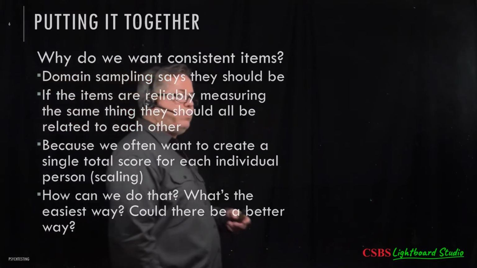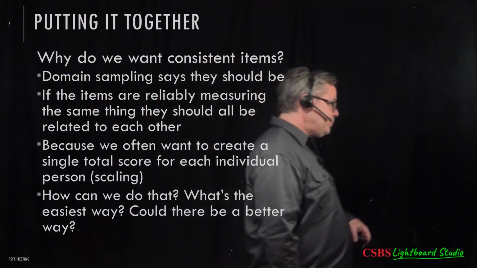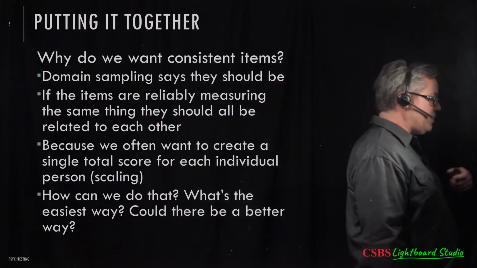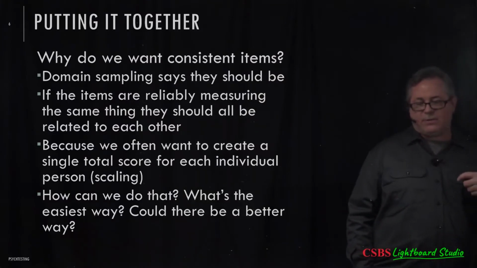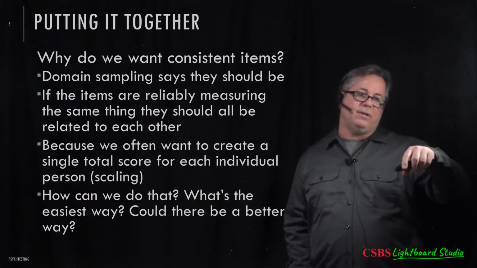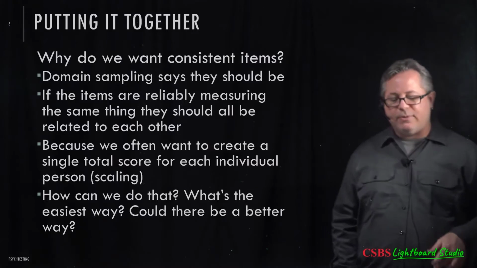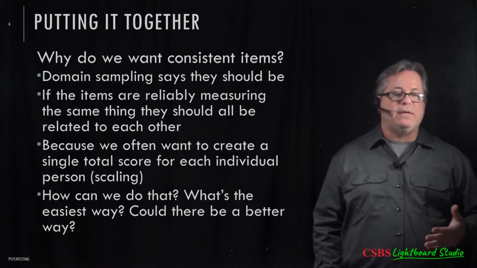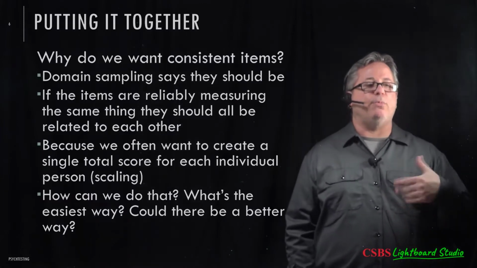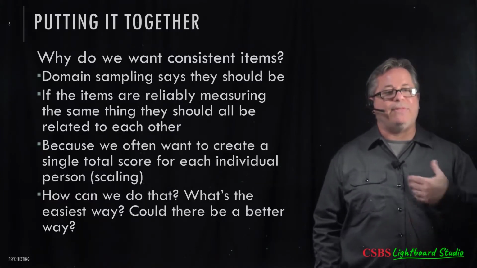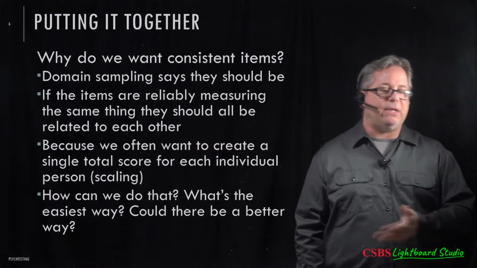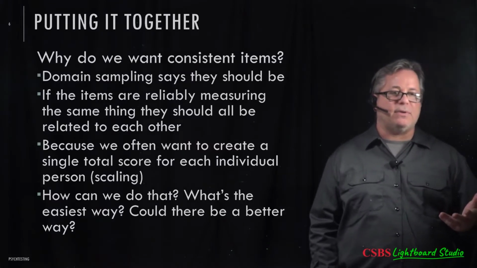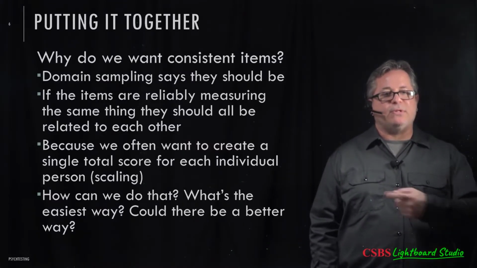Why do we want consistent items? Well, the reason why items have to be consistent across time, consistent across parallel forms, internally consistent with one another, is because of this idea of domain sampling theory, right? If all the items are coming from the same domain, they're measuring the same thing, then they all should be related to each other. It just makes sense, right? If the items are reliably measuring the same thing, they should all be related.